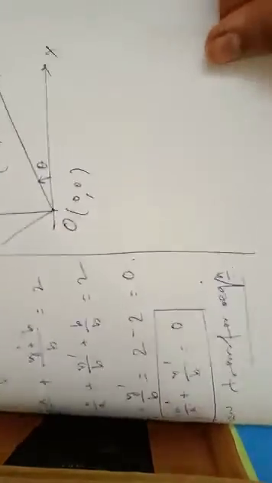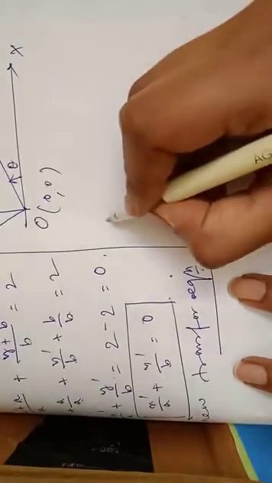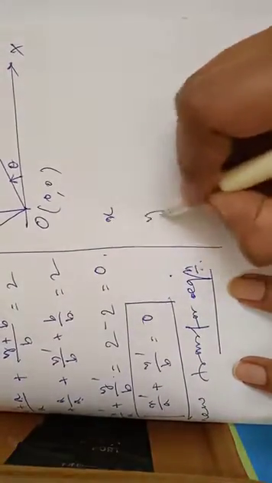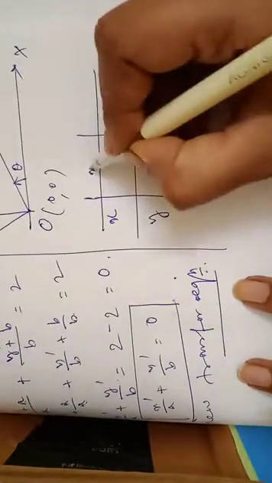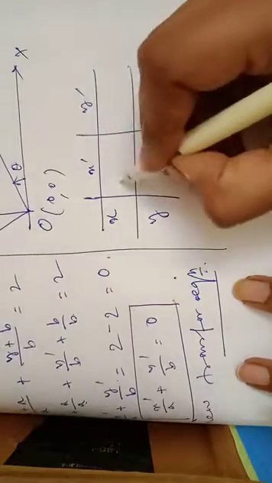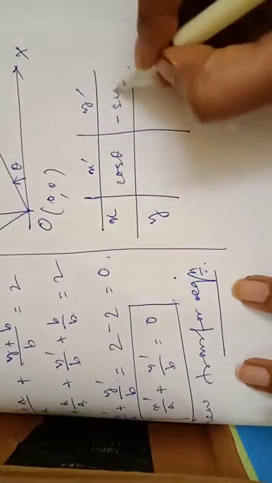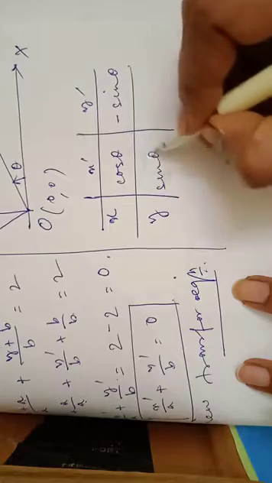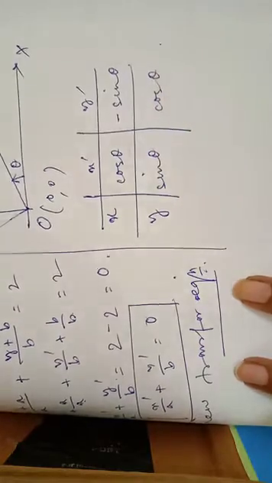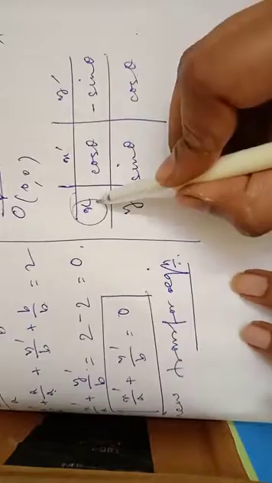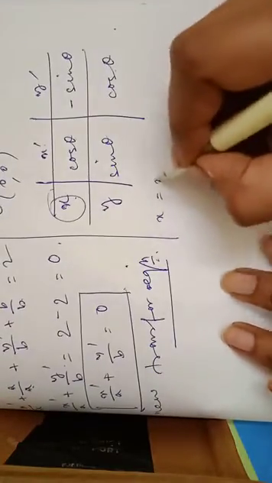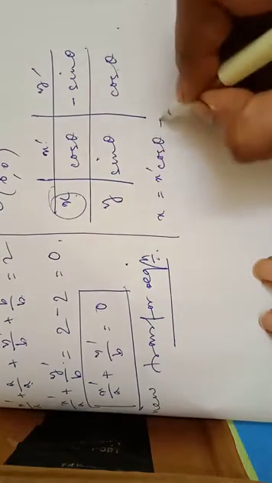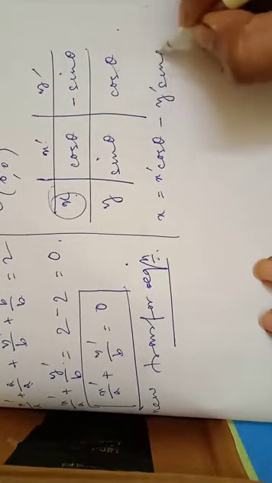To find their relation, we have a table. We have to memorize this table. This is xy, writing it here, and here x dashed, y dashed. This is cos theta, minus sin theta, cos theta. Okay. So the x value will be x dashed cos theta minus y dashed sin theta.